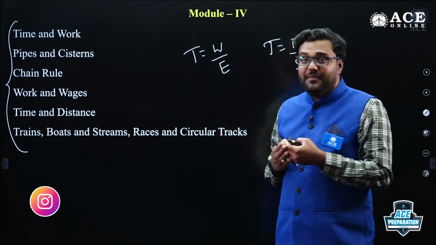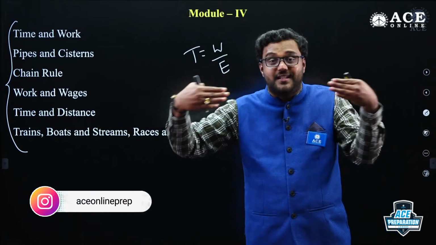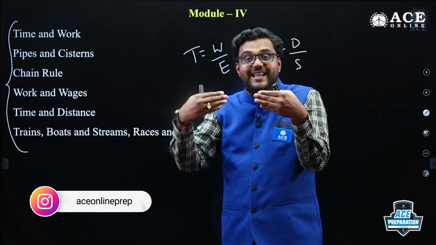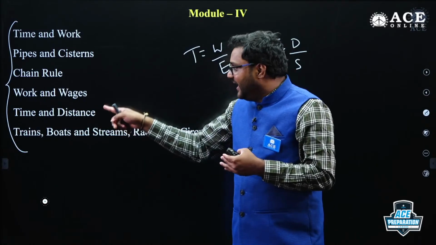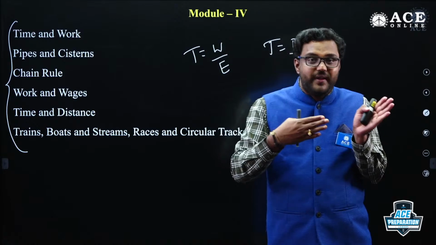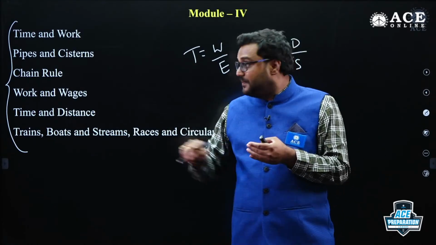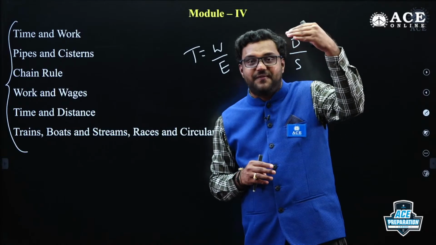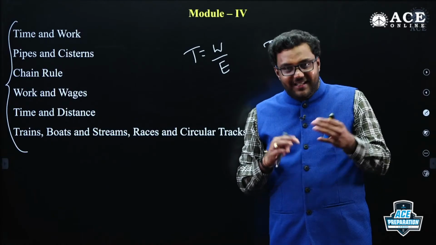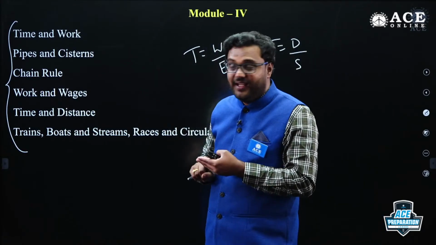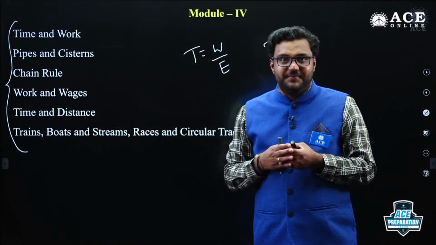See, in time and distance, two objects are moving in opposite directions, speeds are added. In time and work, A and B are working together, will add their efficiencies. In time and distance, A and B are moving in same direction, speeds are subtracted. In time and work, pipes and cisterns, one pipe is filling, one pipe is emptying. Those are interlinked concepts actually. If you understand time and work, pipes and cisterns properly, time and distance will be completed.